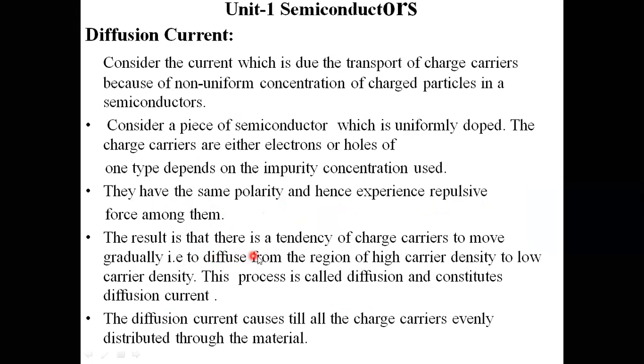The result is that there is a tendency of charge carriers to move gradually, that is, to diffuse from the region of high carrier density to low carrier density. That means due to the repulsive force, those charge carriers tend to travel from the high concentration area to the low concentration area. That is the meaning here. This process is called diffusion, and this diffusion constitutes a current here. That current is known as diffusion current.